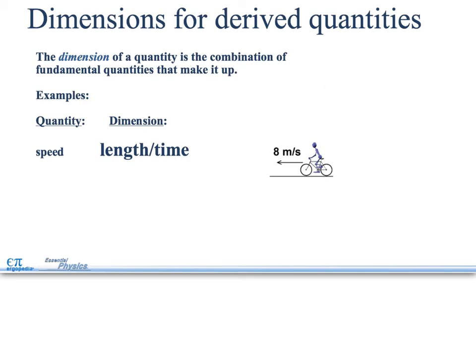All right, dimensions for derived quantities. The dimension of a quantity is the combination of fundamental quantities that make it up. An example, we were talking about speed. Speed, the dimension is length and time. Length divided by time to be specific. So if I say 8 meters per second, because length is in meters and time is in seconds, that gives me a derived unit of meters per second.